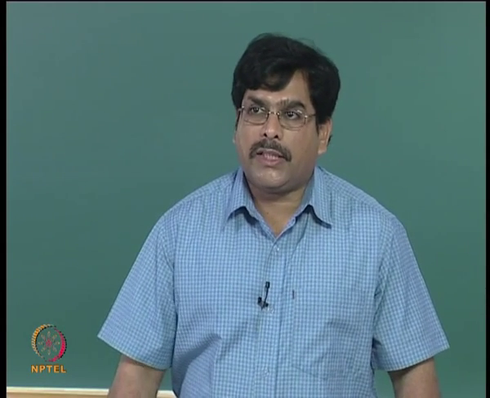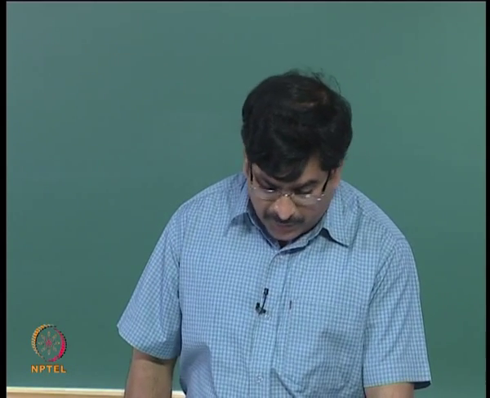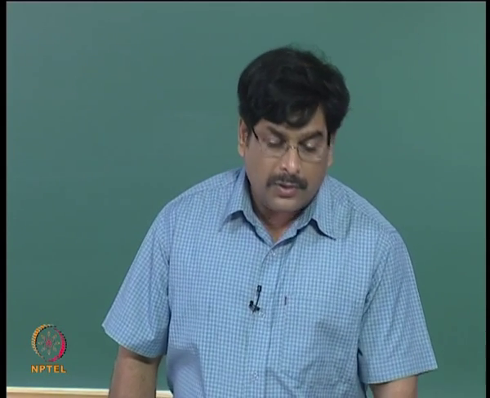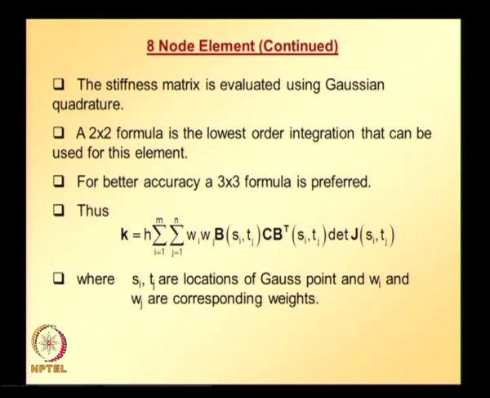For better accuracy, 3 by 3 integration is preferred. So the K matrix, the stiffness matrix, can be numerically evaluated like this, where the rest of the details are similar to the 4 node quadrilateral element. So this is about the element stiffness matrix.